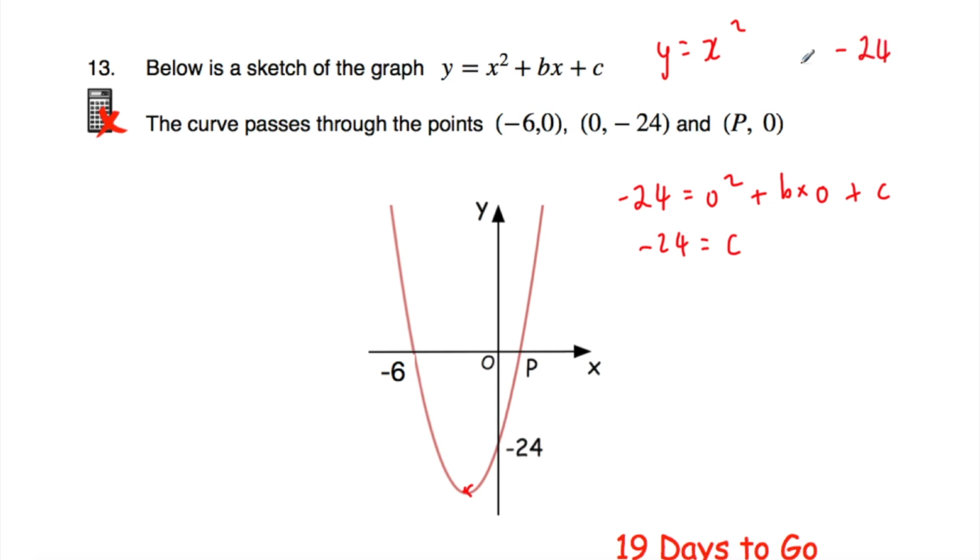So now we've worked out that c is equal to -24, it'd be really useful if we could work out what b is. So if we have a look at this graph, we've used where it crosses the y-axis. Now let's have a look at where it crosses the x-axis. It crosses the x-axis at -6 and p.